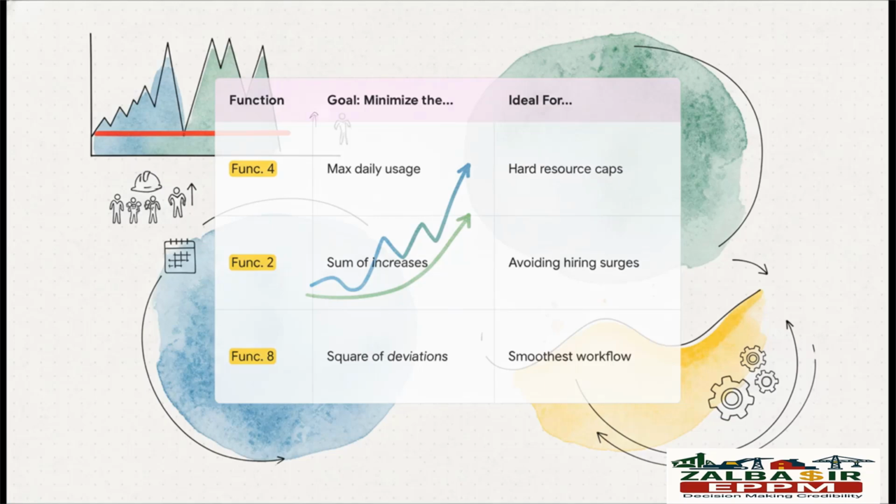Function 4, its only goal is to knock down the single highest peak of resource usage. That's perfect if you have a hard cap, like you can't have more than 300 people on site, period. Then there's function 2. It focuses on minimizing the increases in staff from one day to the next, which is awesome if you want to avoid those expensive hiring surges. And then function 8, it aims for the smoothest possible workflow by minimizing any change, up or down. You're just trying to create the most stable workforce you can.